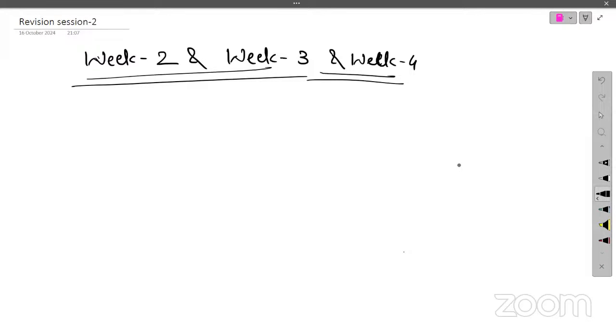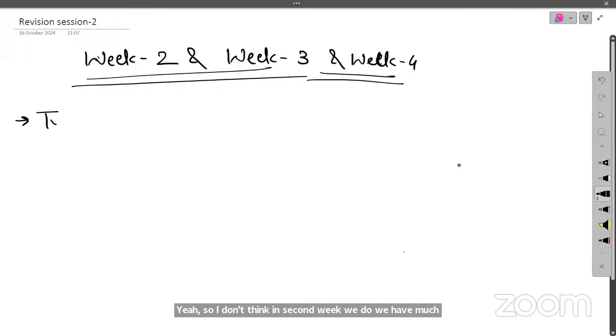Ma'am, yesterday we studied the second week also. Ma'am covered important topics like SSC. Okay, so let me ask her. I think she covered SSC, right? Yes, ma'am, covered SSC. So I don't think in the second week we have many concepts. We just have the equation of lines.